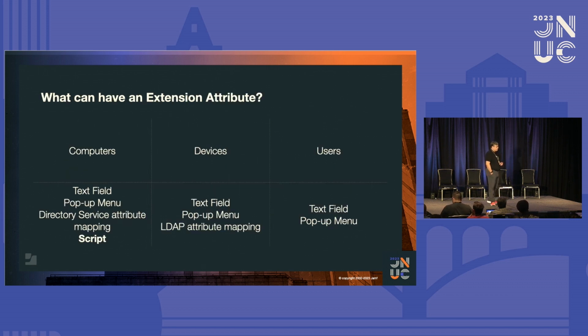There we go. So what can have an extension attribute? You got the trio: computers, devices, and users. Users just get a text field and a pop-up menu option. Devices get a text field, pop-up menu, and LDAP attribution mapping. And computers, the deluxe package: text field, pop-up, directory service attribute mapping, and scripting.